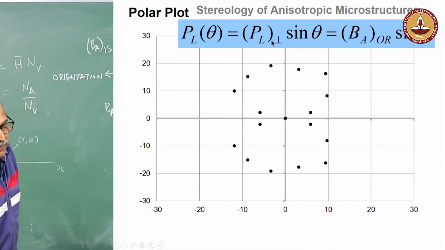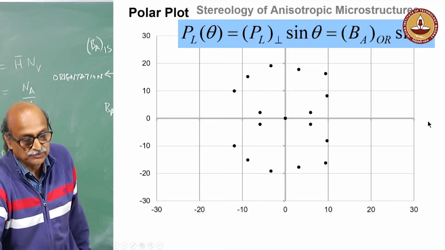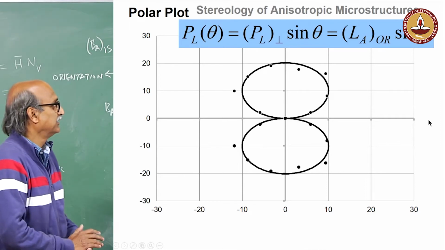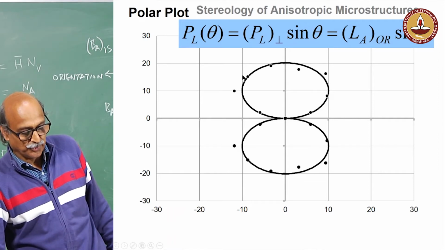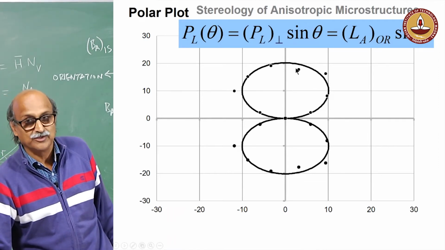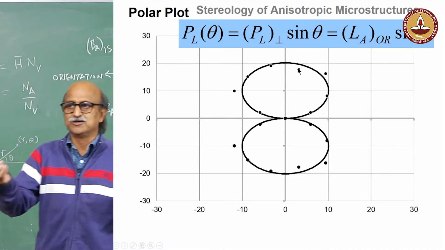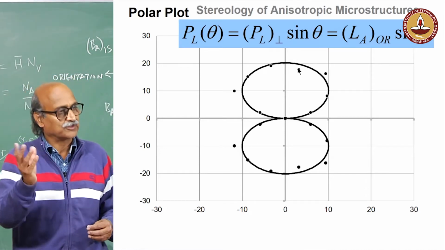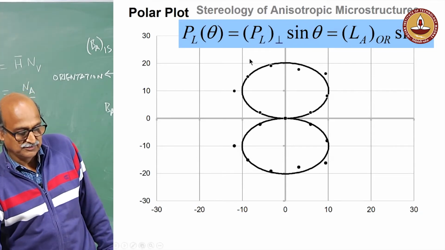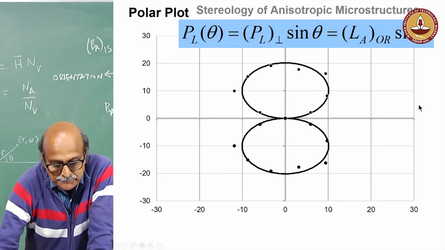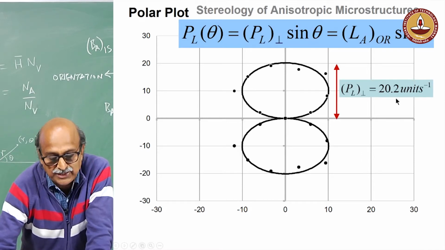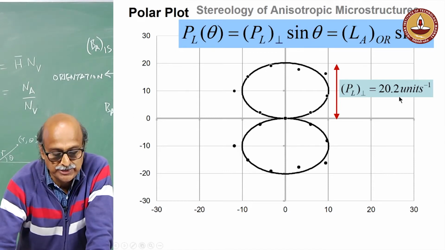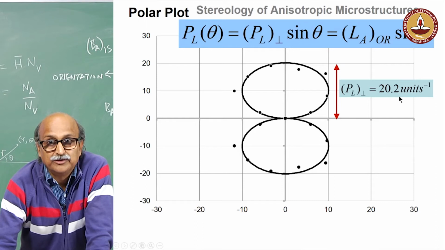Once I have got PL perpendicular, then I can now draw a smooth circle through these points, and that is what one would get as the polar plot passing through the points. Obviously, not all points are falling exactly on the circle, because this is experimentally measured data. So, there is statistical fluctuation about the circle, and the diameter of the circle is PL perpendicular, and this has been estimated as 20.2 per unit.